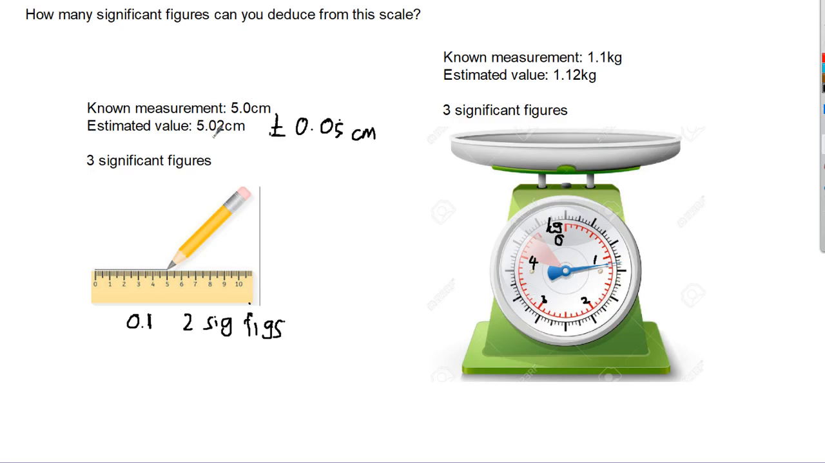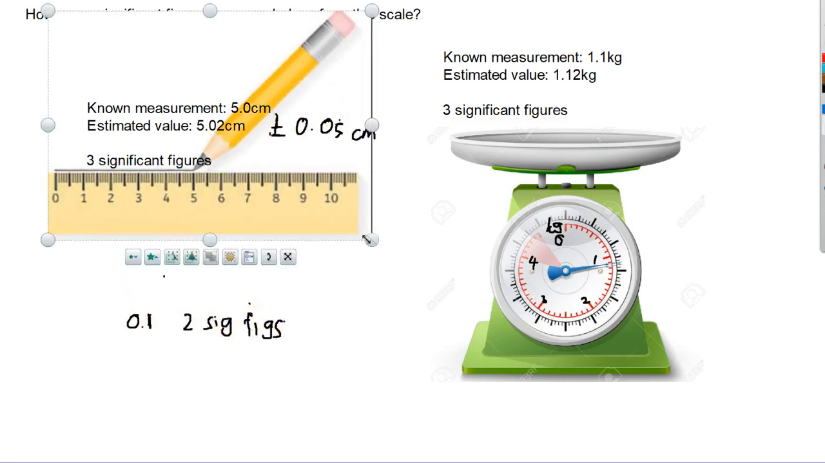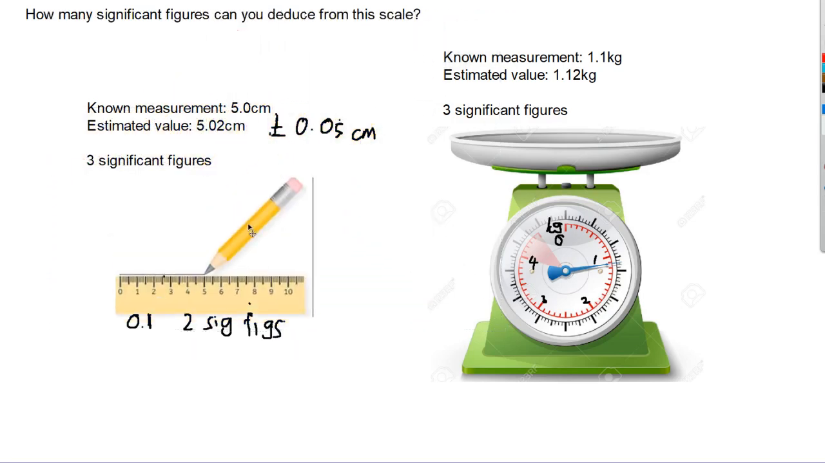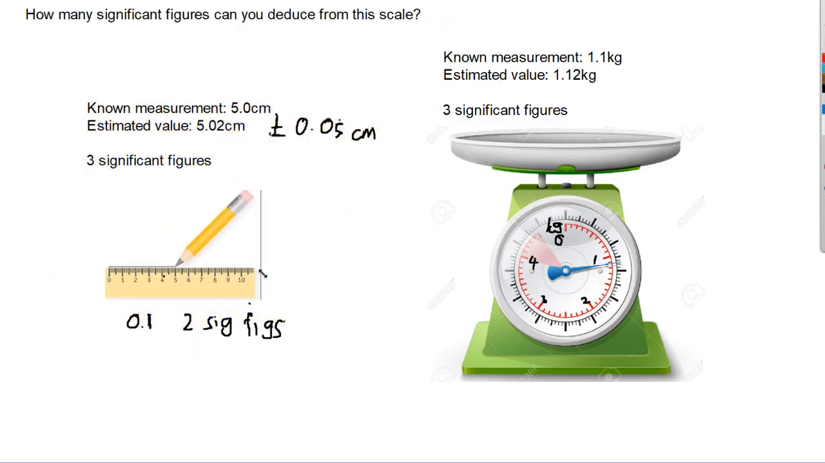But when you're looking and when you're estimating, if I zoom this in, see, that does not look like it's on 5 exactly. It looks like it's a little bit on 5, maybe 5.01, but I just put 5.02 because that's what I can see from this. 5.02 centimeters is the estimated value. So you can deduce 3 significant figures the most.